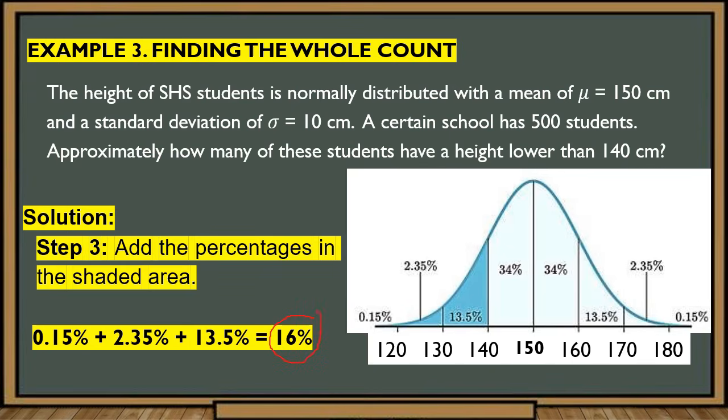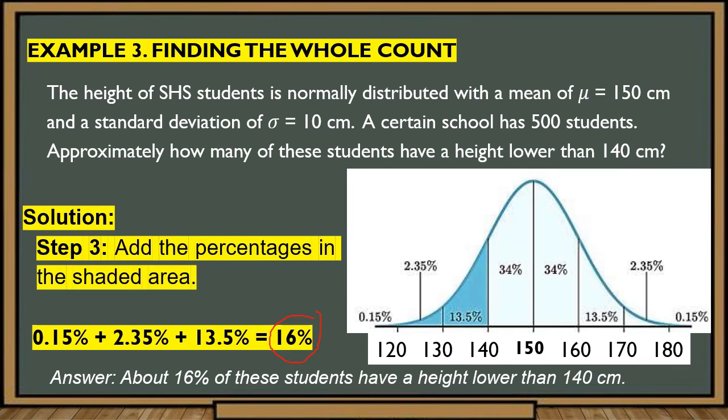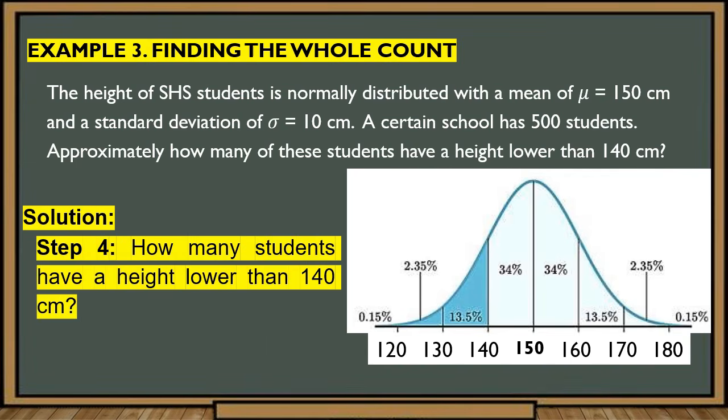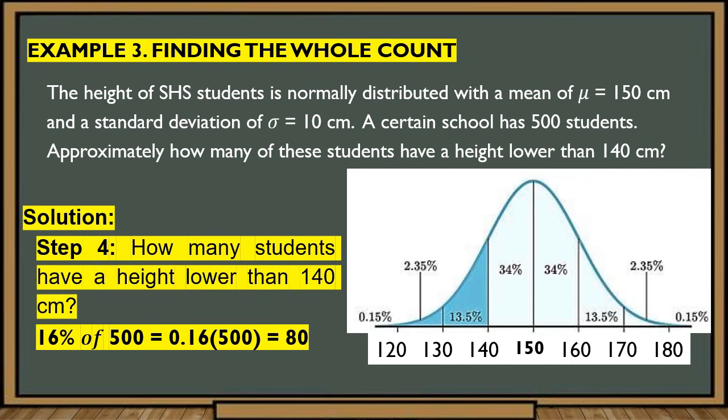So, sa 500 students natin, 16% doon, merong height na mababa sa 140. Now, where we are interested, ilan kaya sa mga estudyante, since 16% of the students have height lower than 140, ilan kaya sila? So, how do we do this? We simply multiply 16% by 500. So, we will get 16% of 500. By doing that, just multiply.